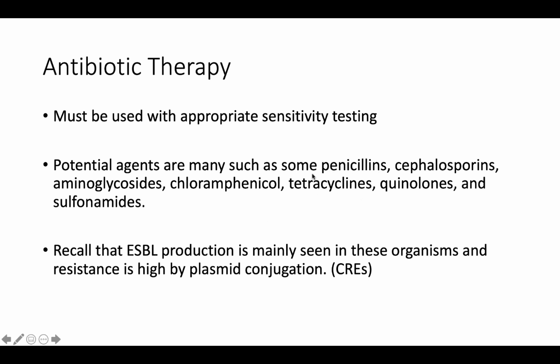Penicillin, some penicillins, the more advanced penicillins, not the penicillin G, can be used. Some cephalosporins as well. Aminoglycosides we mentioned, especially if you use them with beta-lactams. Chloramphenicol, tetracyclines for these curved ones and the more difficult ones. Quinolones, especially for the urinary tract, as well as sulfonamides. And then recall we talked about ESBL production and carbapenemase production. These are all the problems that you see with antimicrobial resistance in these, especially in the gram-negative gut bacteria.